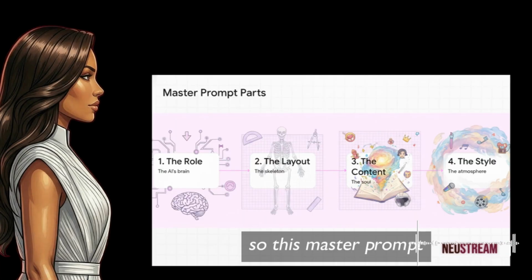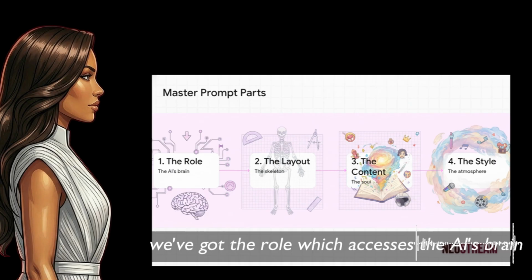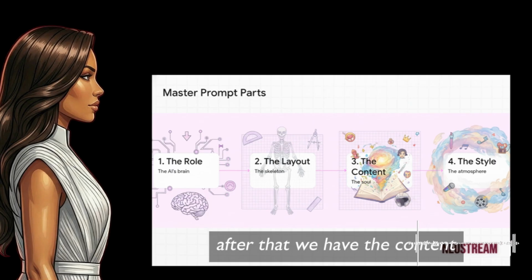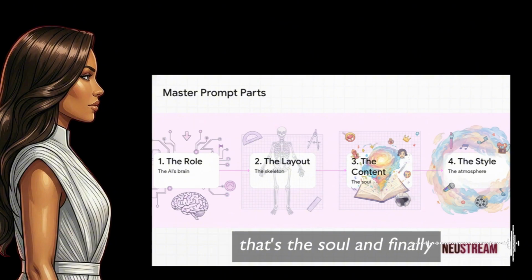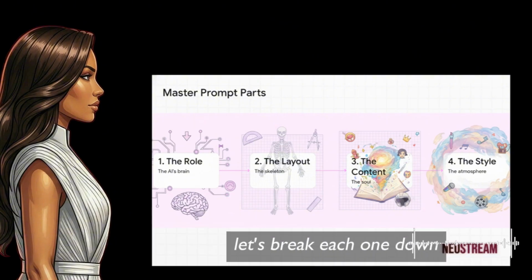So this master prompt, it really breaks down into four essential parts. We've got the role, which acts as the AI's brain. Then there's the layout, which is the skeleton. After that, we have the content, that's the soul. And finally, the style, which is the whole atmosphere that brings it to life. Let's break each one down.